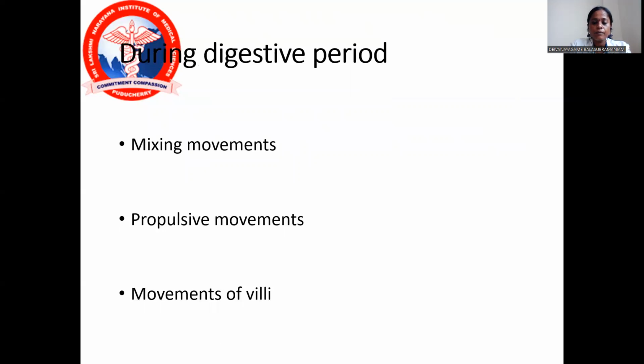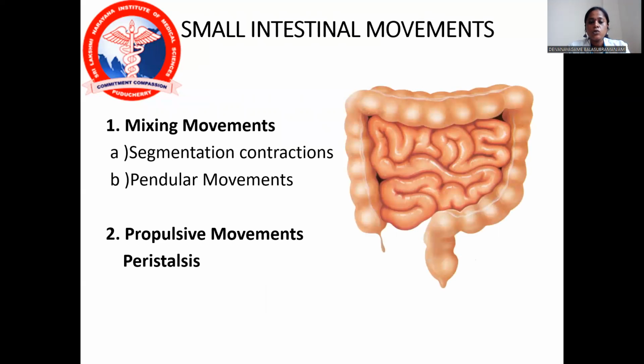During the digestive period, the movements produced, as I told, are mixing movements, propulsive movements, as well as the movements of the villi. About the mixing movements, there are two types: one is the segmentation contraction, and the next one is the pendular movements. The propulsive movement, as I told, is peristalsis.